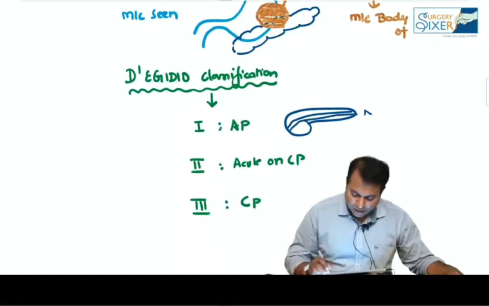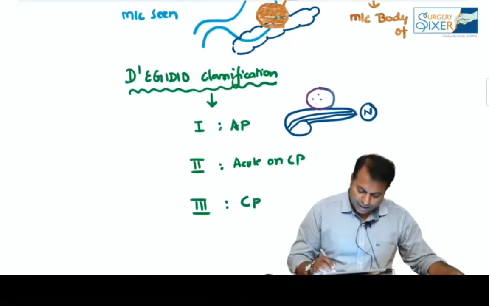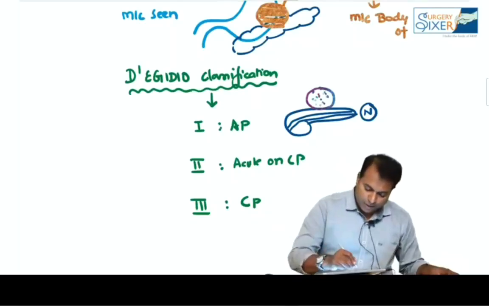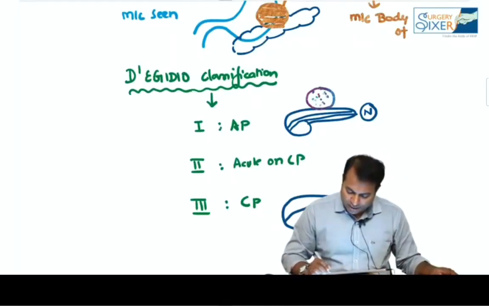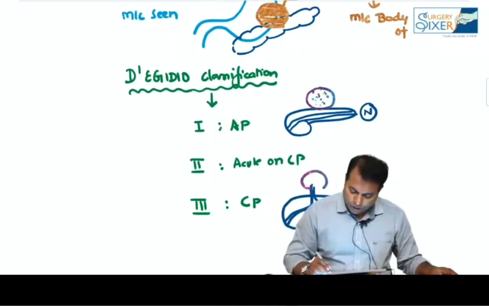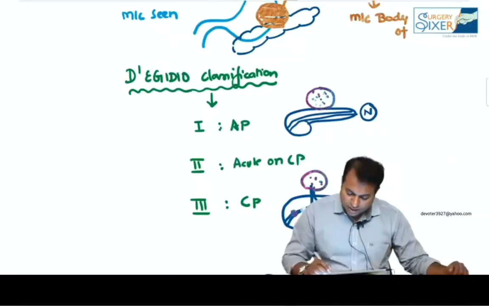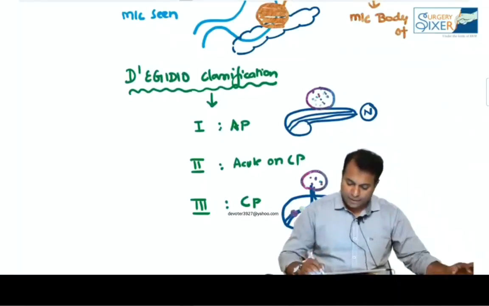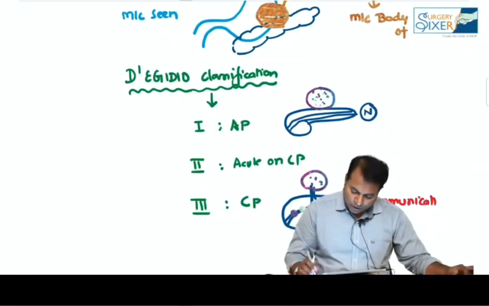Please remember, the duct is normal in type 1, and there is a cyst. In type 3, there is a communication from the duct to the cyst like this, and there are strictures also. So in type 3, easy to remember, communication is present. Stricture is also present. Both are present in type 3.